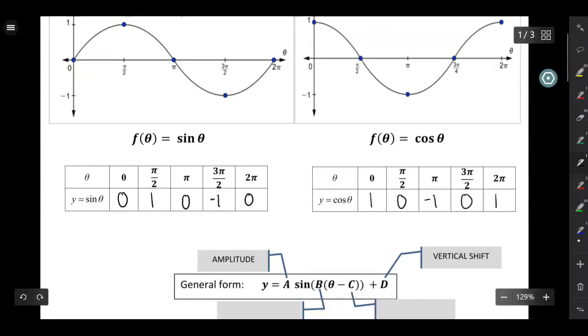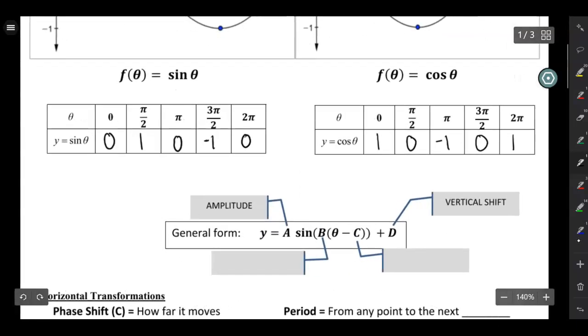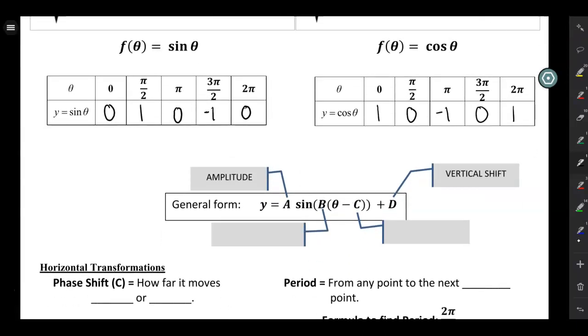Let's first review a little bit about vertical transformations. Here you'll see the general form of an equation for graphing sine or cosine, and you could switch out this sine for a cosine and it would be the same thing. If you have a constant in front of the sine, that's going to change your amplitude. That stretches your graph up and down, and that would be a vertical stretch. Adding something to the end, like this plus d, shifts the graph up and down, so we call it a vertical shift. Today we're going to talk about what happens with this b and this c value.